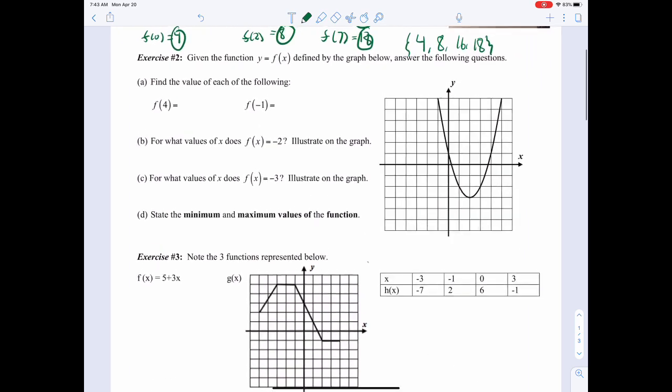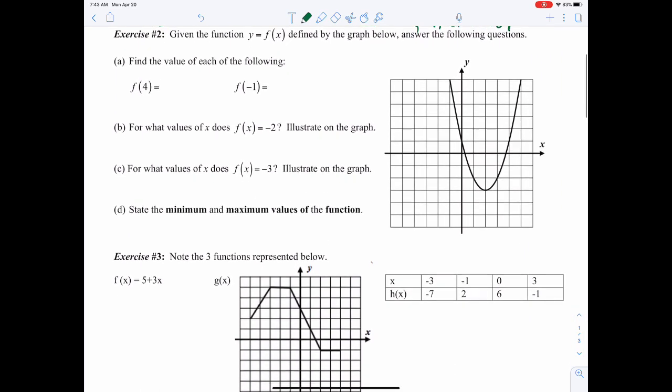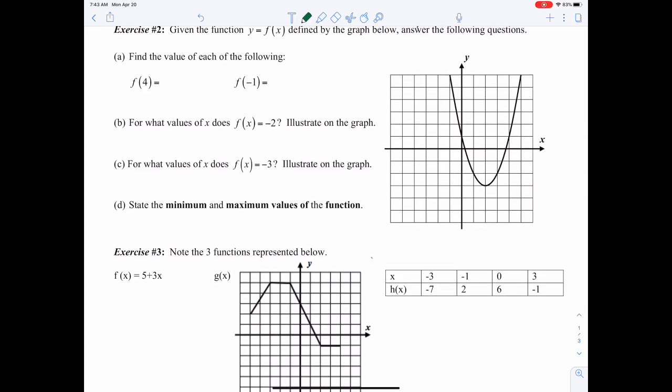Given the function y equals f of x, defined by the graph below, answer the following questions. So this is the graph of f of x. We're not sure exactly what it equals. Just it's f of x. So find the value of each of the following.